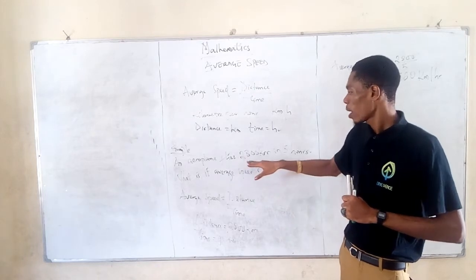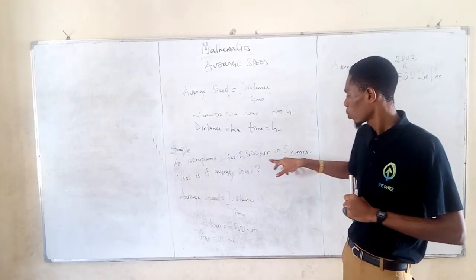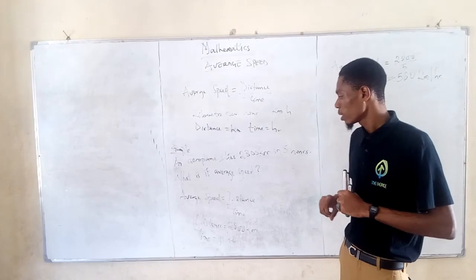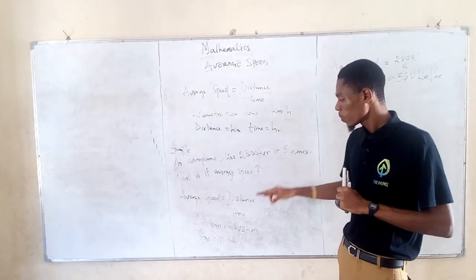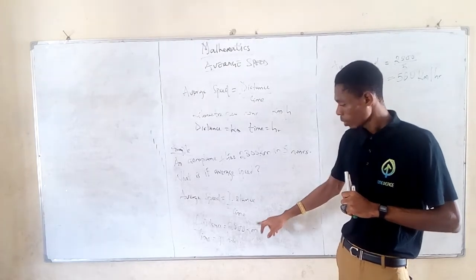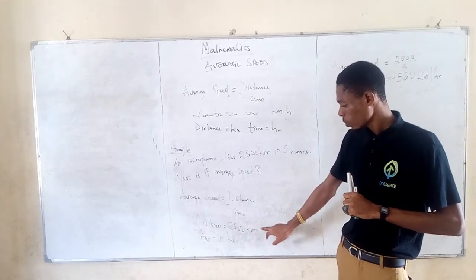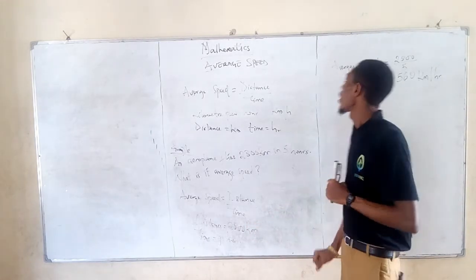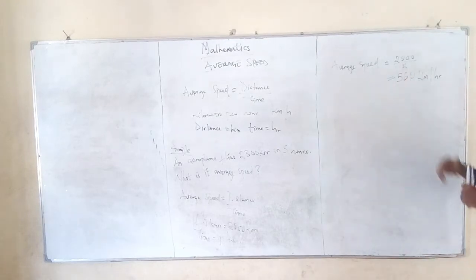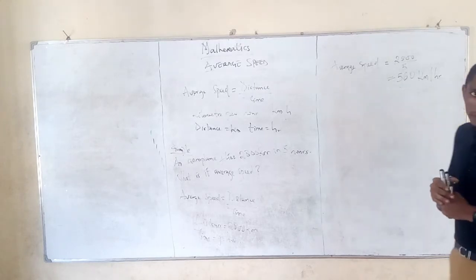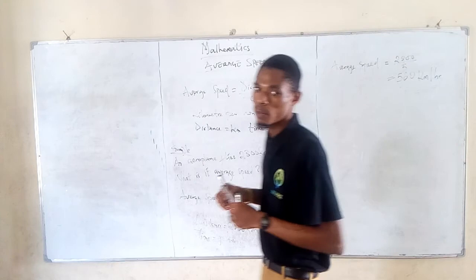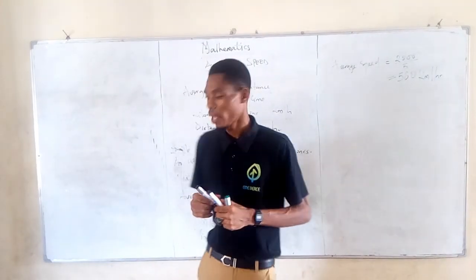So here we have an aeroplane that flies 2,800 kilometers in 5 hours. What is its average speed? Our average speed is distance traveled over the time, and the distance is 2,800 kilometers, and the time is 5 hours. Putting it into the formula, 2,800 kilometers over 5 hours will give us 560 kilometers per hour. Very simple, yeah? Now let's try one other example and see what we get out of it.